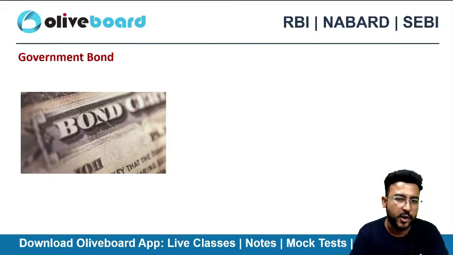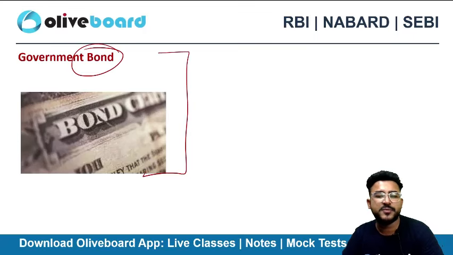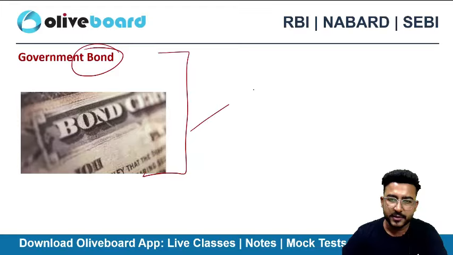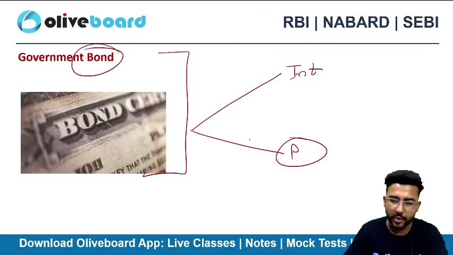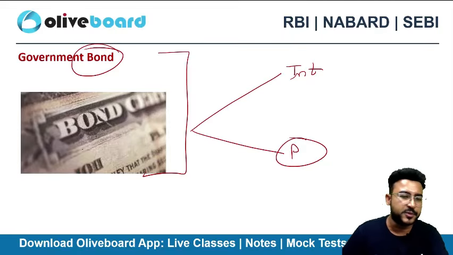So even if we talk about a government bond, it is a fixed interest bearing security, right? A fixed interest and principal bearing security. So there are interest components. There is a principal repayment obligation as well. Let's suppose it's a 10-year bond. Let's suppose this is a 10-year bond.